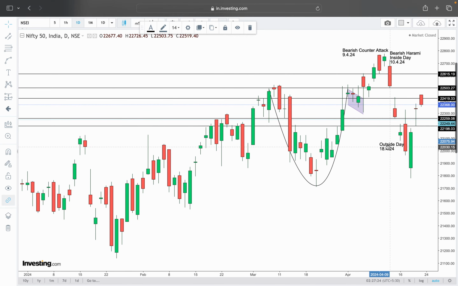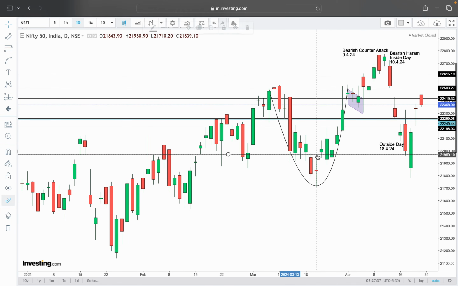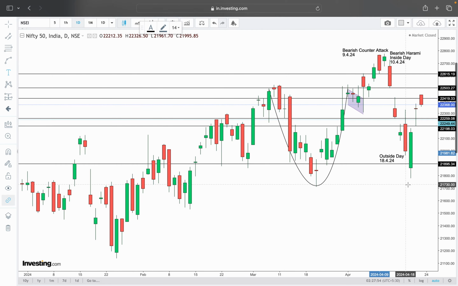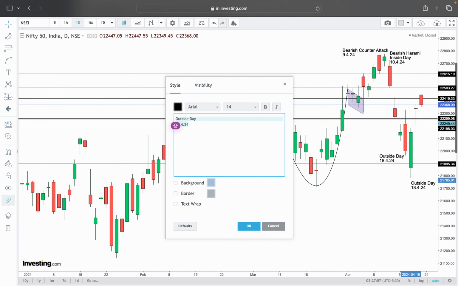This obviously outside day is near a potential pivotal low, the pivotal low that I am referring to is right here, somewhere around here. The occurrence of an outside day very close to a pivotal low signals a possibility of a bullish reversal, but we have no confirmation and we are waiting for more patterns to form. And on the subsequent day, that is on the 19th of April, we can clearly see a bullish piercing candle.